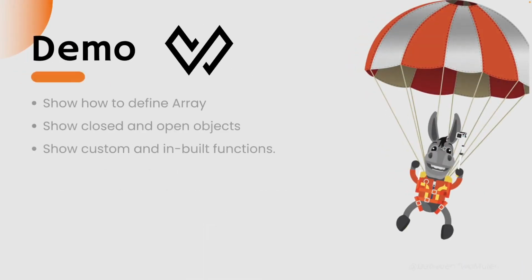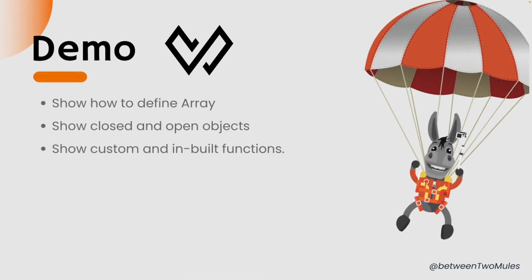So those are the 3 composite data types. Now let's head to a demo where I'll show you how to define an array. I will show closed and open objects, and I will also show custom and built-in functions. So let's jump into the demo.